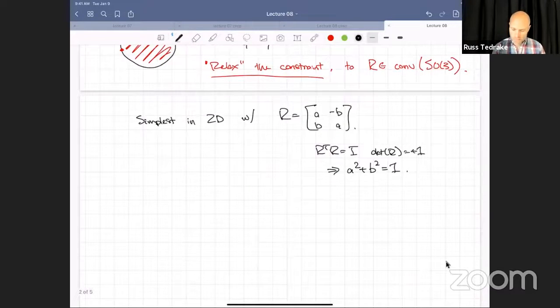That's the hard constraint. So I'm going to relax that to A squared plus B squared is less than or equal to 1. That's the difference between the unit circle and the unit disk. Okay.